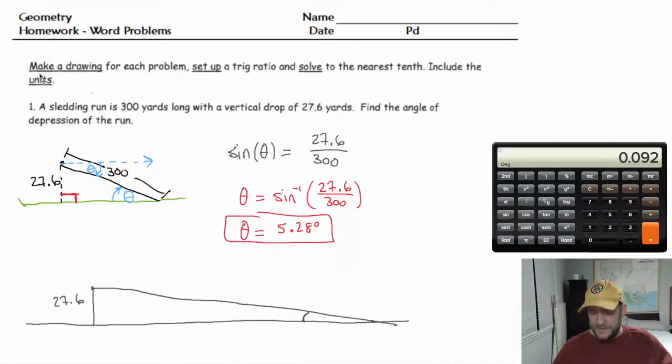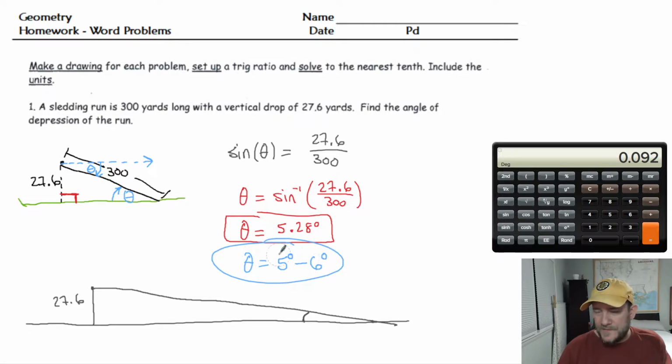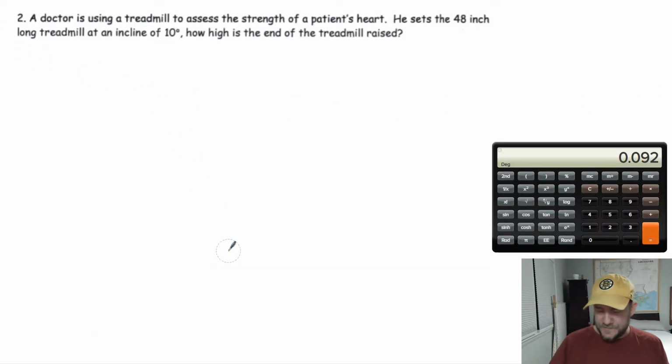There's no better answer. If you only have a table to use, then you're going to give me your answer as theta equals somewhere between 5 and 6 degrees. If you gave me that, it's fine. I'm giving you full credit. Obviously, what I'm looking for is 5.28. I want to see a pretty good specific answer. All right, so now we can move on to number 2.